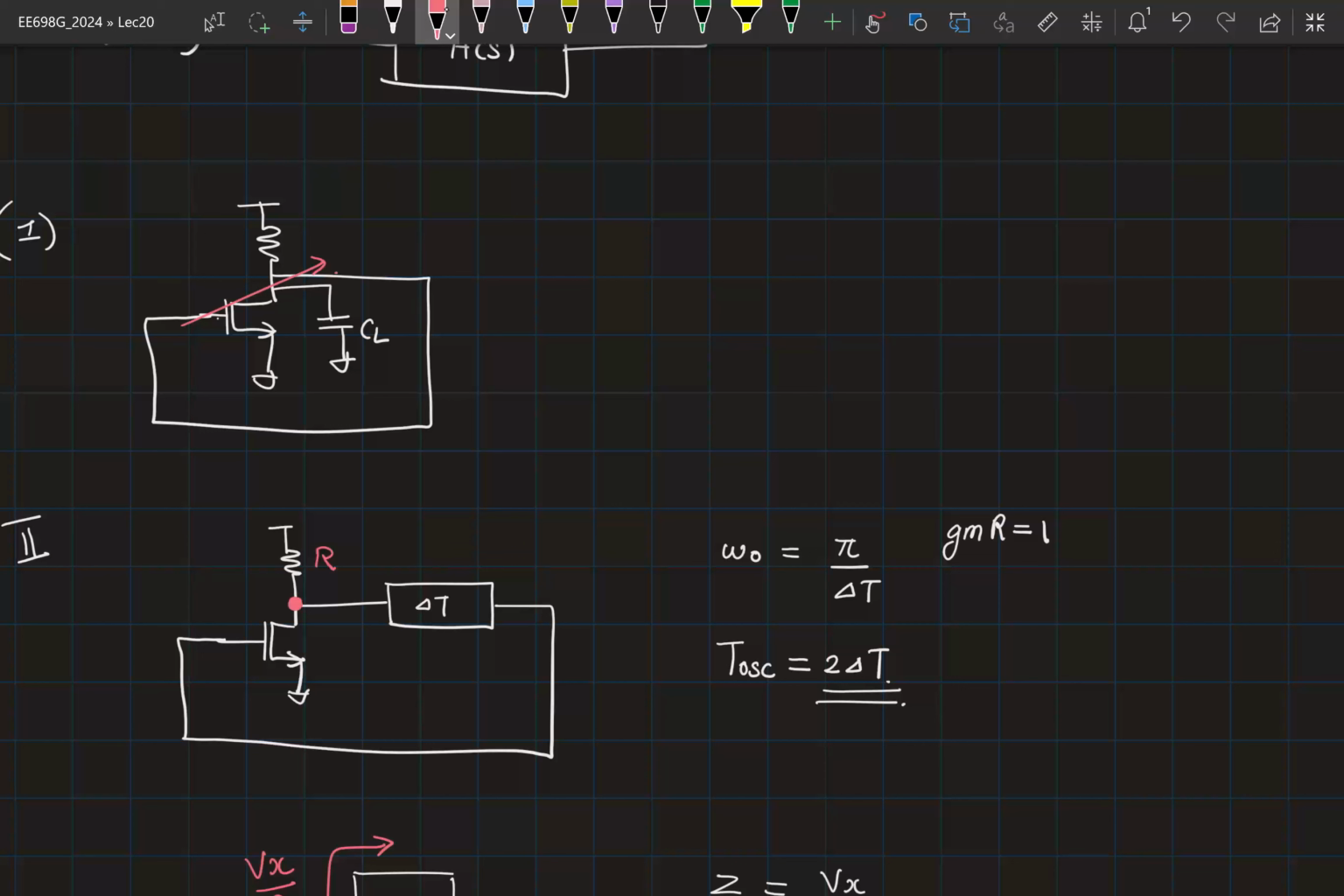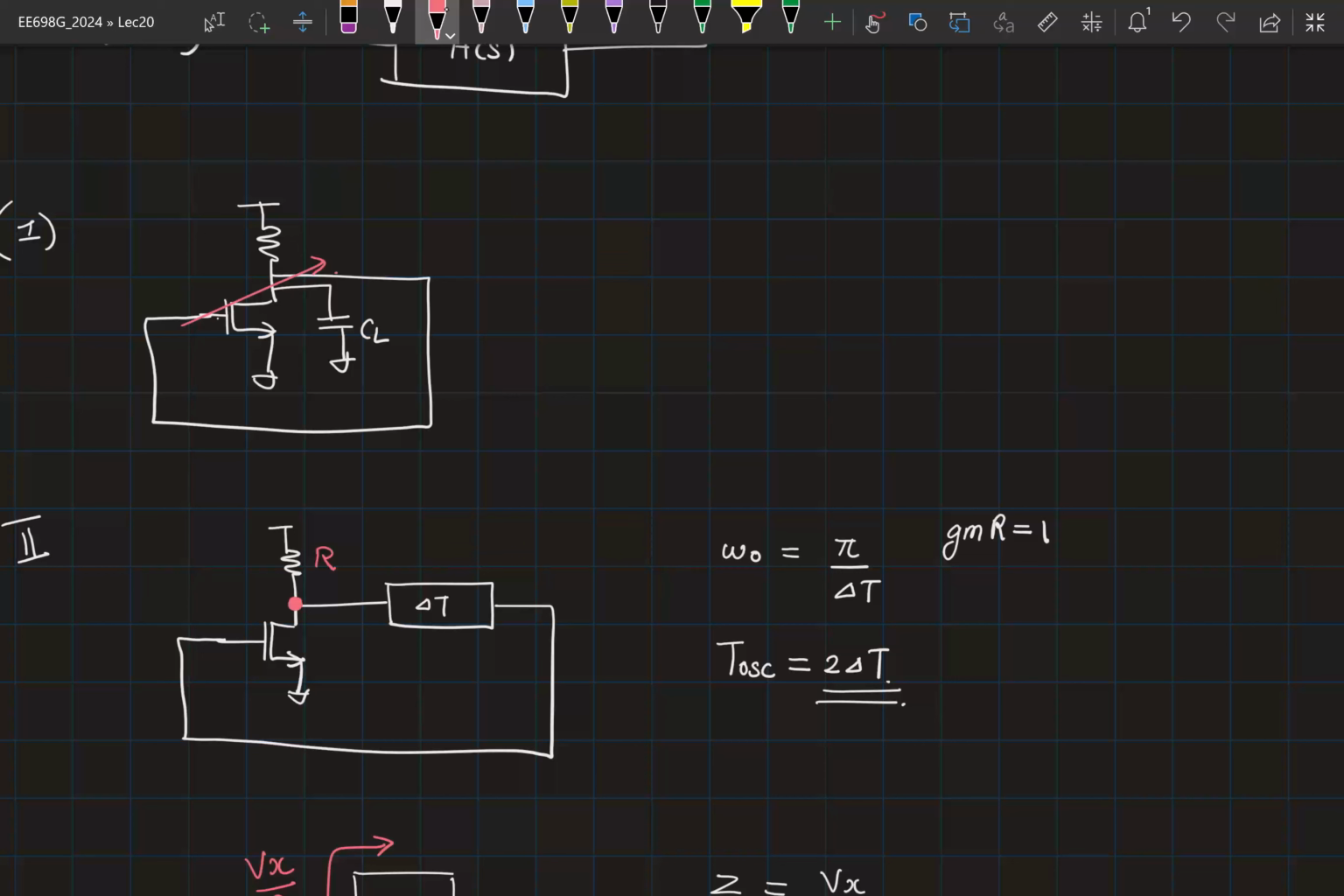But again, you are adding a pole. You are talking about the system slowing down because of a pole, right? So in some sense, there is some delay introduced in the system from here to here. But that delay is not sufficient.